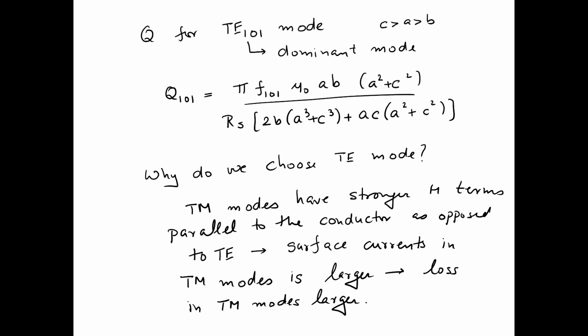And Q totally depends on the loss within the cavity. The smaller the loss, the higher the value of Q. So TM modes normally have higher losses than TE modes. We saw that in parallel plate waveguides. We saw that in rectangular waveguides. And the reason basically is coming from the fact that you have much stronger H fields parallel to the conductors, which builds up this loss. So it's always advantageous to try to work with TE modes, especially when we want to achieve higher Q terms. We want to reduce the loss as much as possible.